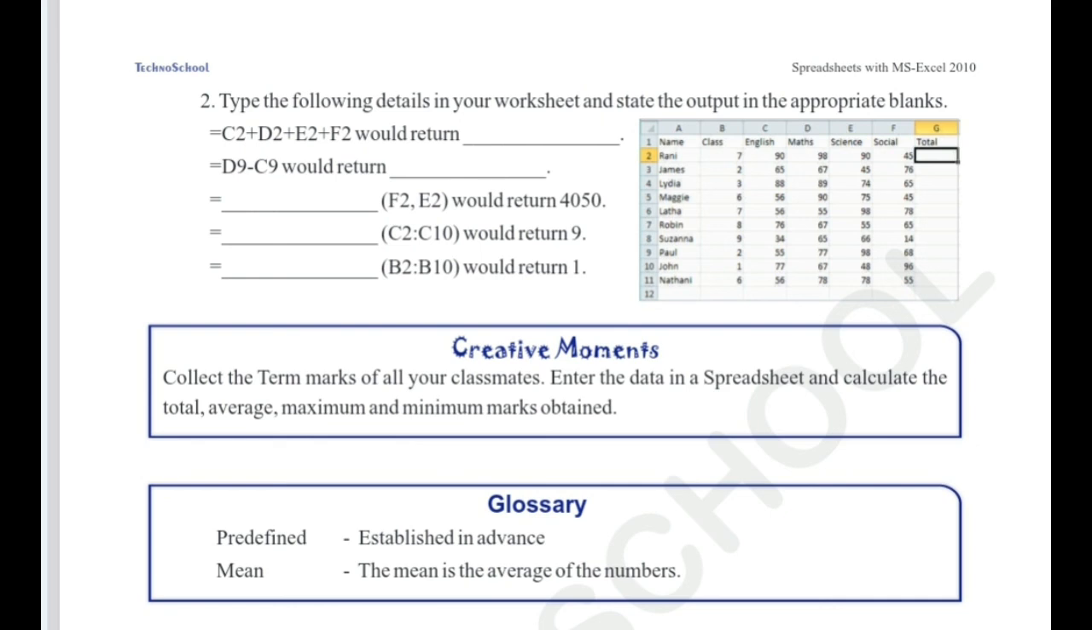Next one, mean. The mean is the average of numbers. I hope you understand the mean. You can study this concept in maths also, finding the mean value. Here we use formulas to find the mean value of a given row of cells in MS Excel. So these are the two glossary words we have discussed: predefined and mean.